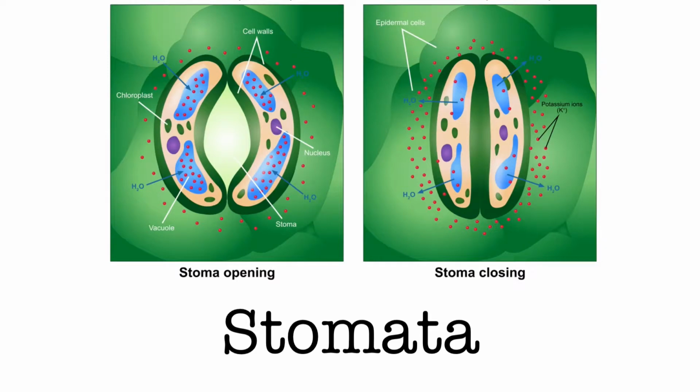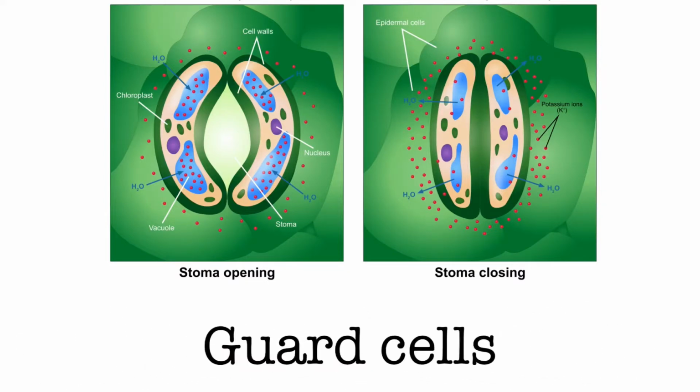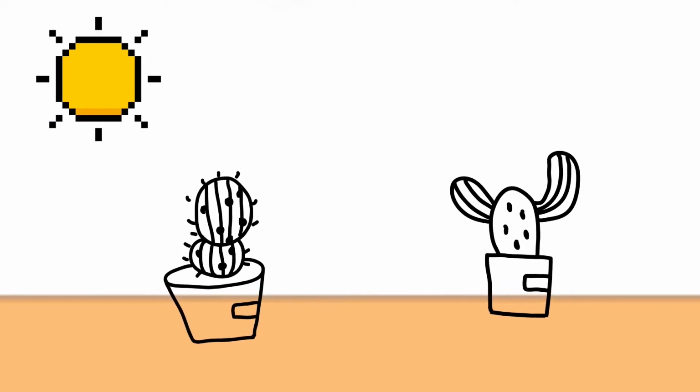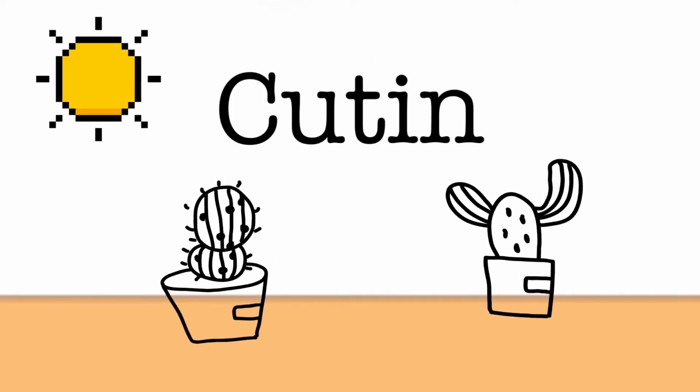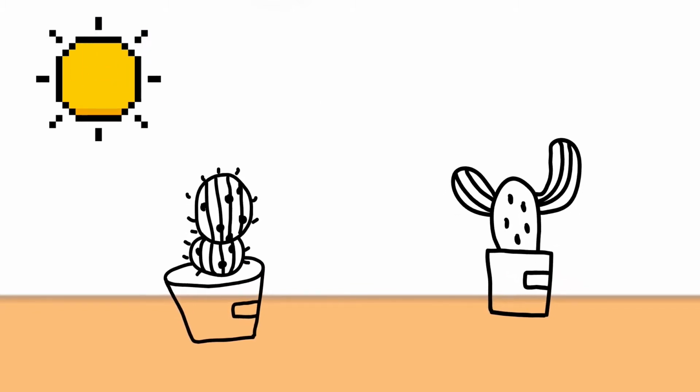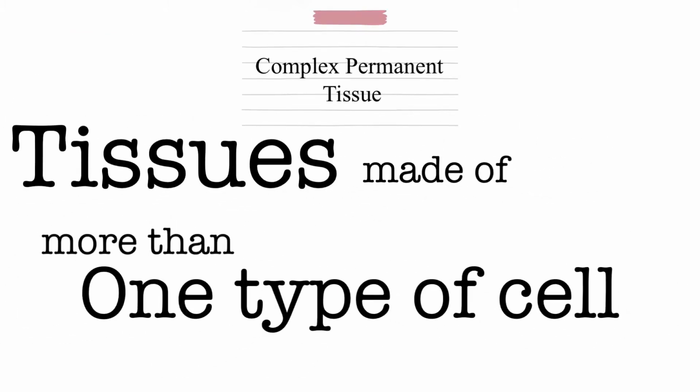Epidermis has small pores called stomata. The stomata is enclosed by two kidney-shaped guard cells. Stomata is vital for the exchange of gases, and it is also responsible for transpiration in plants. And in some desert plants, epidermis has a thick waxy coating of cutin, which gives it a waterproof quality and helps prevent water loss. Now, complex permanent tissues are made of more than one type of cell.